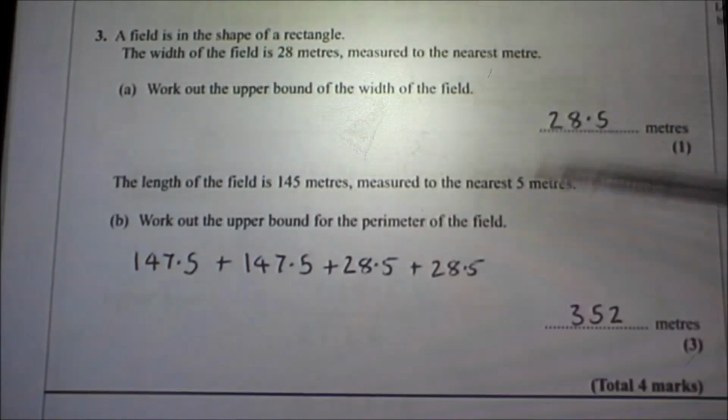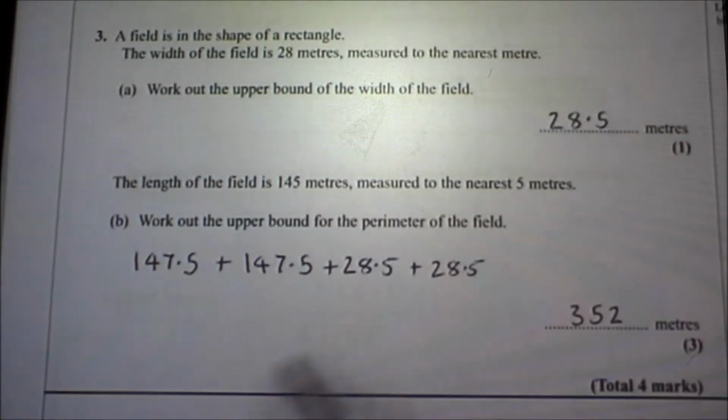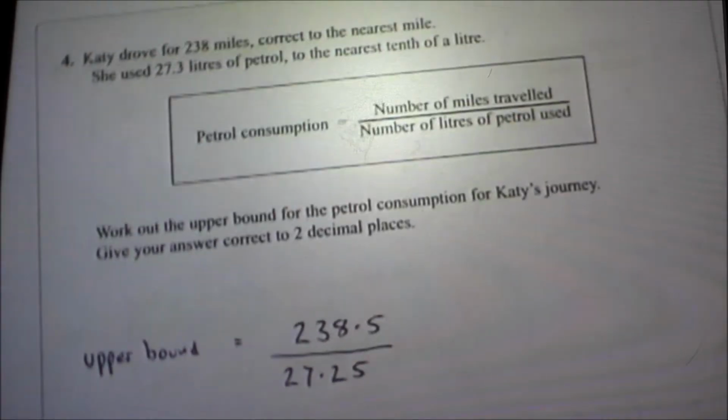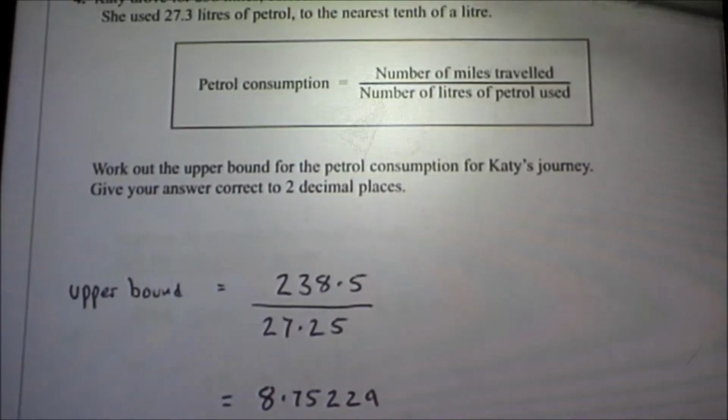So work out the perimeter by adding up all the highest possible bounds. So there's 2 lots of lengths and 2 lots of widths here. So 352, sorry. Question 4. It's about driving.